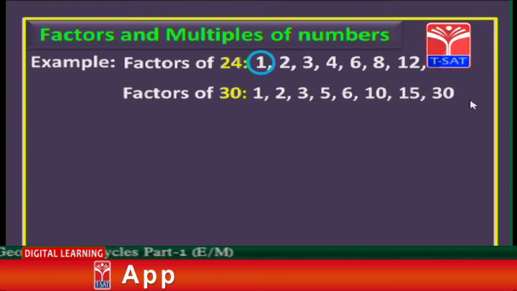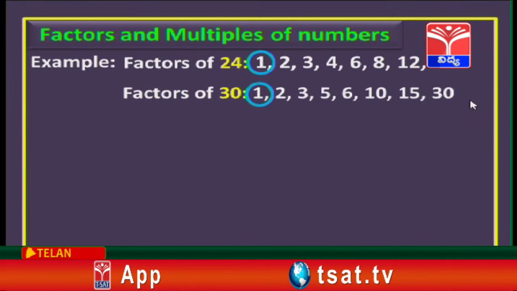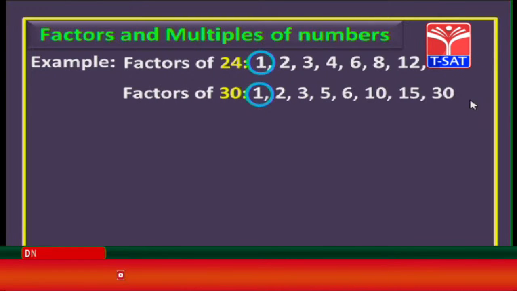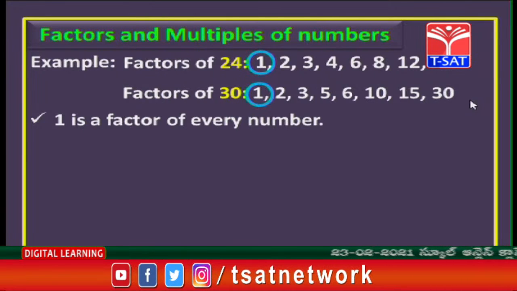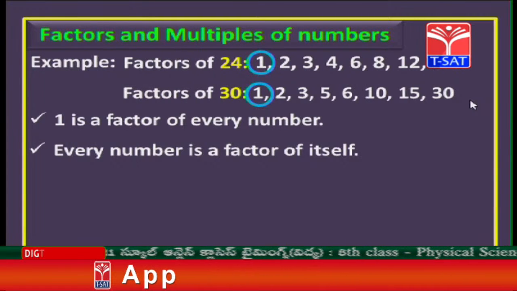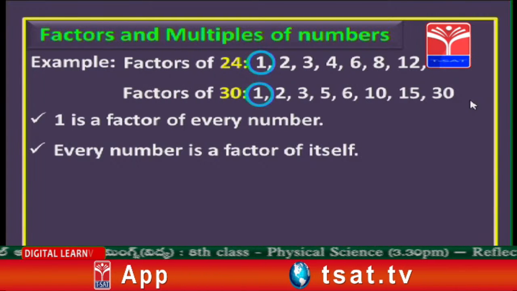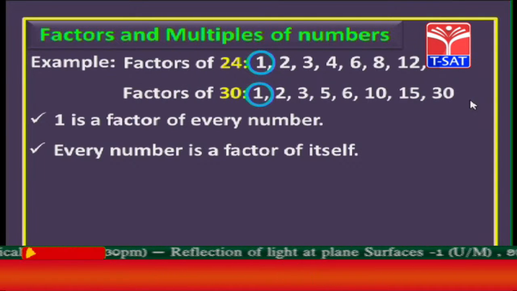Not only that, if you notice, in the factors of 24, we have 1 and in factors of 30, we have 1. So, if you consider factors of any other number also, 1 is a factor of every number. Not only that, every number is a factor of itself, that is 24 is a factor of 24, 30 is a factor of 30. If you consider say some 100, factor of 100 will be 100 itself.